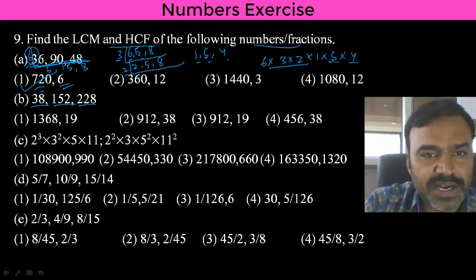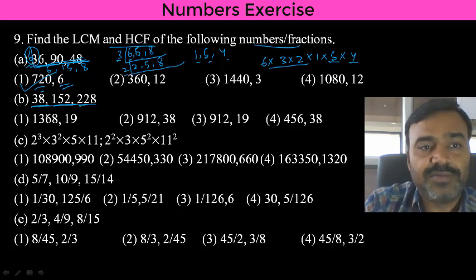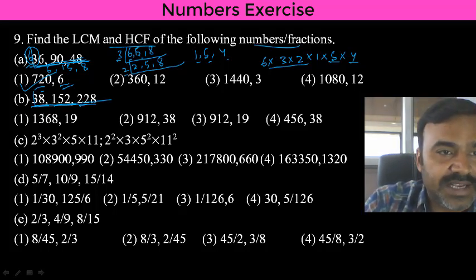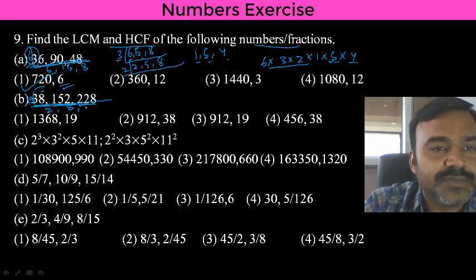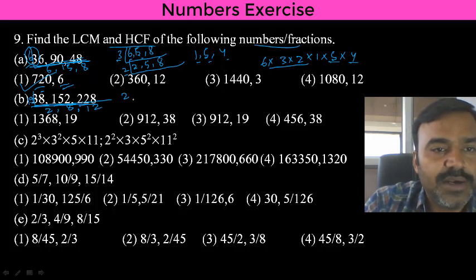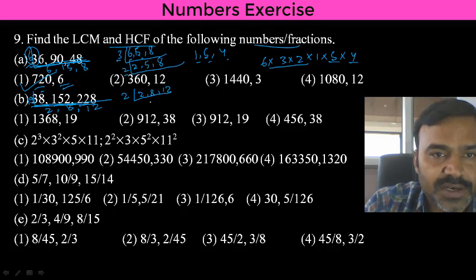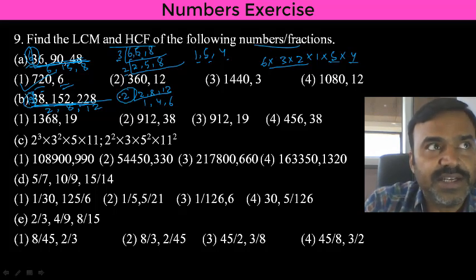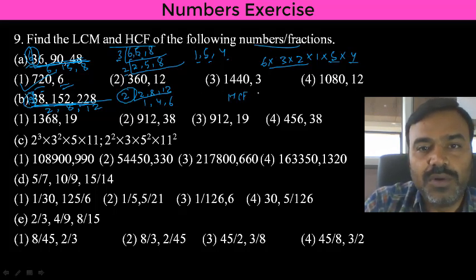38, 152, 228. Clearly I can see that 19 is a factor of all of them because I remember the table of 19. You must do that also. So if you take out 19, 38 will give us 2, 152 will give us 8 and 228 will give us 12. So further you have 2 common. If you take 2 common from 2, 8 and 12, you will get 1, 4 and 6. Right. So the entire number common to everything is 19 into 2. So HCF will be equal to 19 into 2, that is 38.